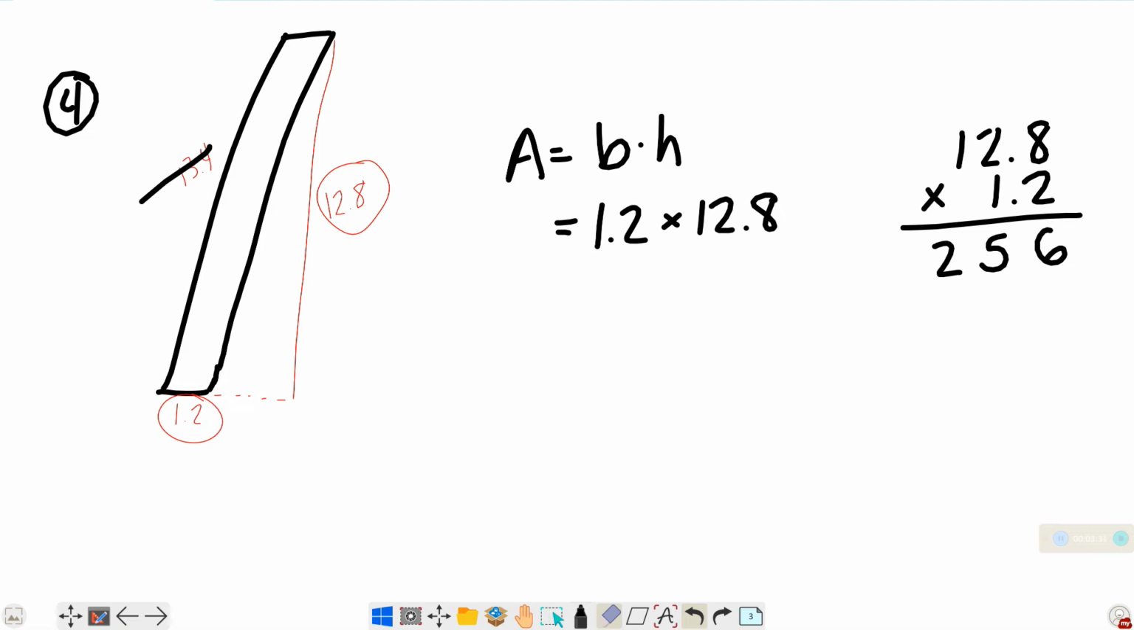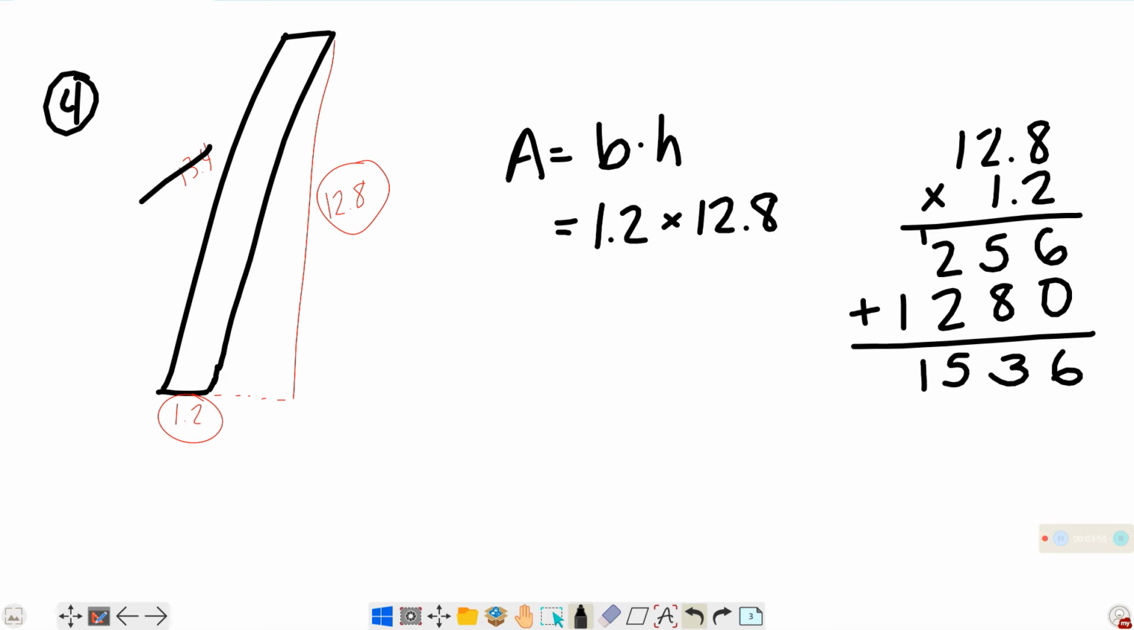Now we need our place value spacer. 1 times 8 is 8. 1 times 2 is 2, and 1 times 1 is 1. And we add them up. 6, 5, and 8 is 13. Carry your 1. 2 and 2 is 4, plus 1 more is 5. Now we get to worry about our decimals. There's 1, 2 in our question, so we need 1, 2 in our answer. The area of this one is 15.36, and it was measured in feet. So it's feet squared.